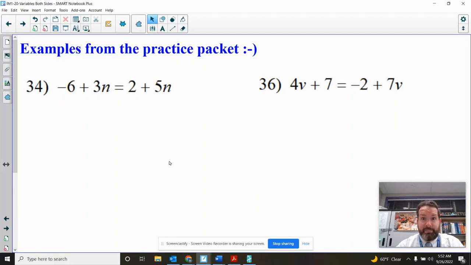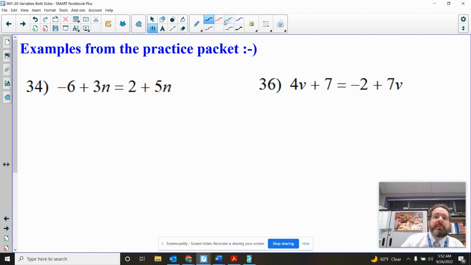Let's look at some examples. These come from the even numbers on your practice packet. As we go through, I encourage you to follow along, pause when you want, review and rewind when you want, and then ask questions of your classmate or your teachers as you go.